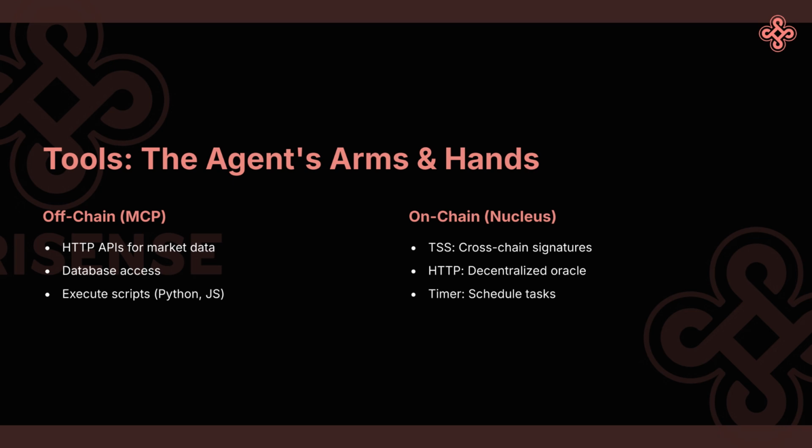By combining these tools, the agent gains the ability to sense, decide, and act, not just within the Verisense network, but across multiple systems and chains, all in a secure and decentralized way.